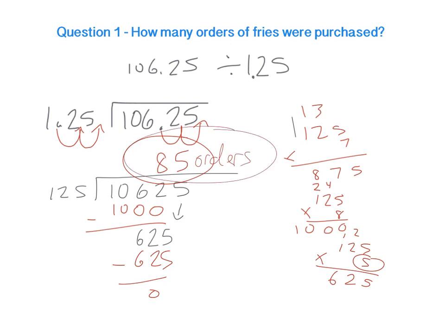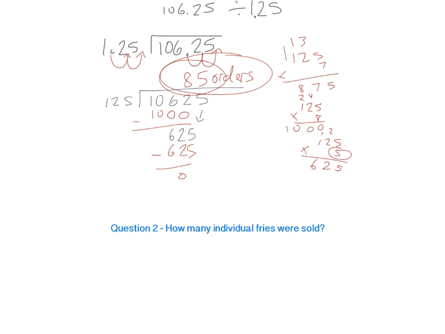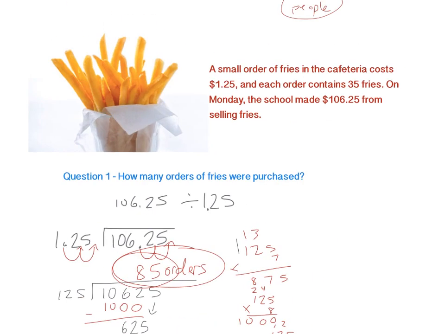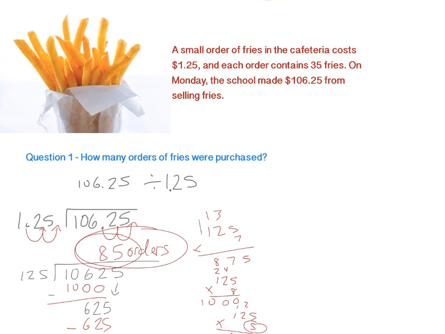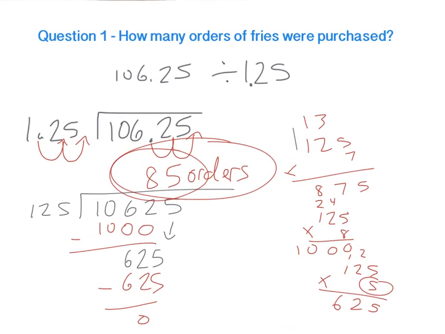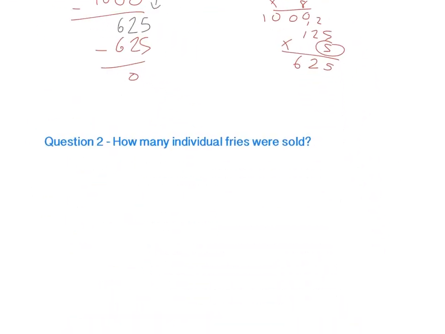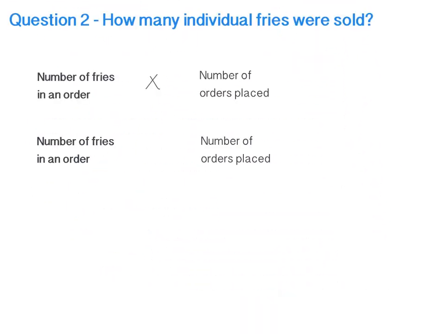85 orders of fries. Alright, so the next question: how many individual fries were sold? Okay, so let's look up here. How many individual fries? Each order contains 35, so 35 fries in an order. And we just found out there's 85 orders. So I think what I'm going to do is this: take the number of fries in an order times the number of orders.